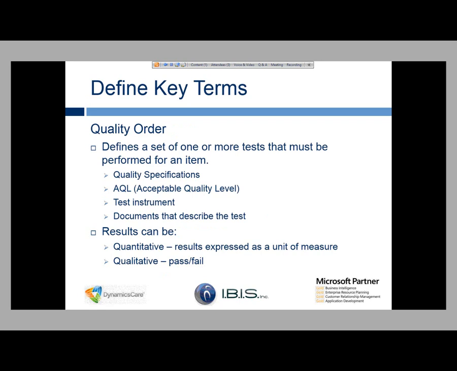So to start off, we will talk about what a quality order is in AX. A quality order defines a set of one or more tests that must be performed on an item. And obviously the results can be either qualitative or quantitative.